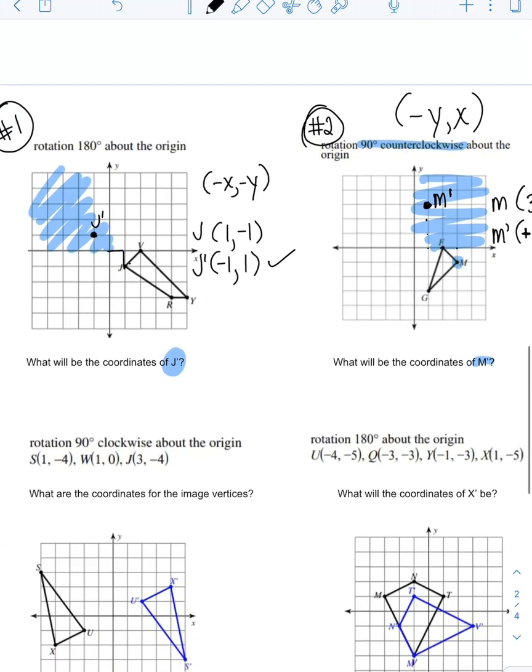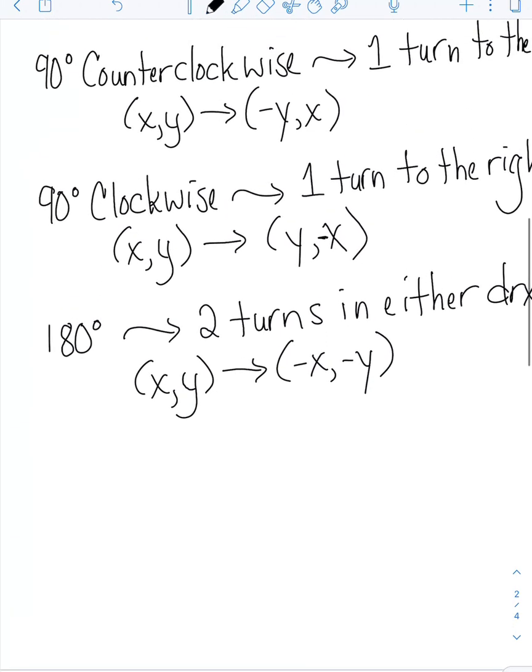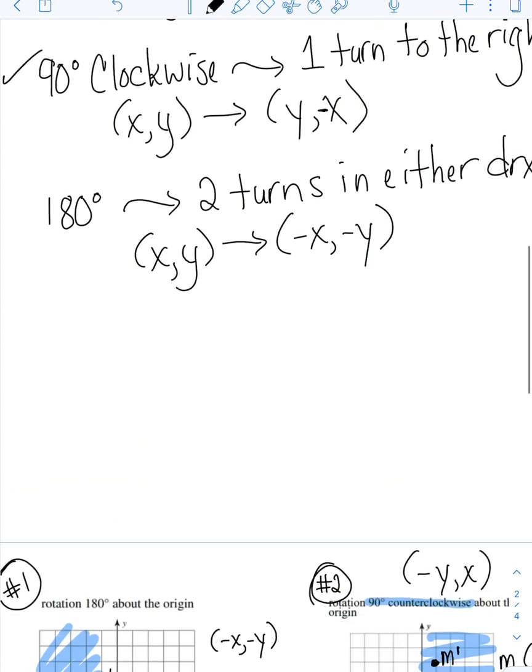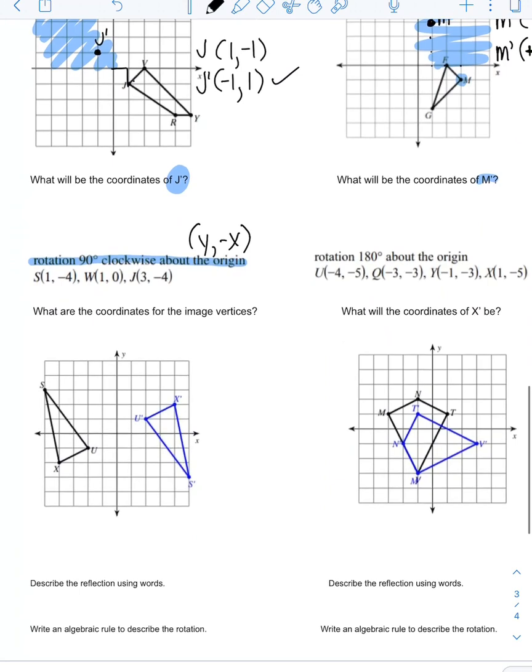Let's try a couple more. So look at number 3. Oh, so here they just give us all the points. That means you don't have to read it first. You just find your rule and you do it. So this says to rotate 90 degrees clockwise. So I'm going to go up here and I'm going to find my rule. 90 degrees clockwise says Y, -x. Y, -x. So that means I swap the X and the Y.